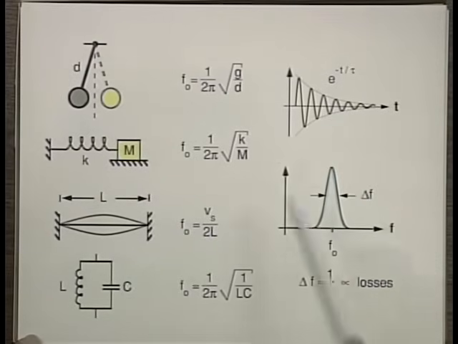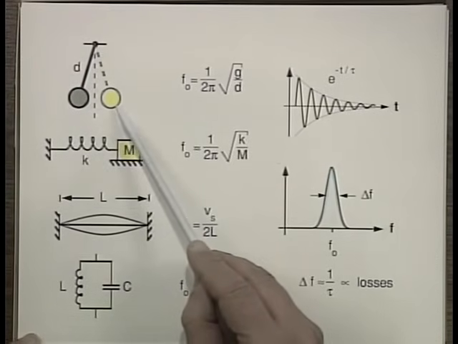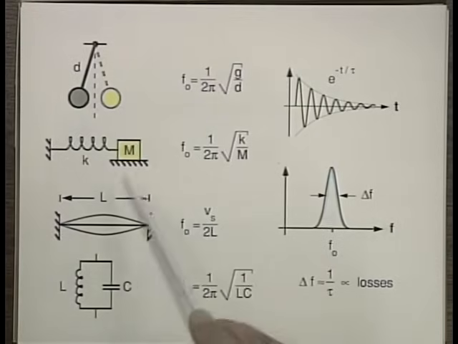And to make them into an oscillator, you have to overcome these losses. As we saw in the case of the pendulum, you need somebody to push. Here, you may also need somebody to push. Over here, you have to keep vibrating these things to maintain oscillation. And of course, in the electrical one, we add an amplifier to overcome the losses.